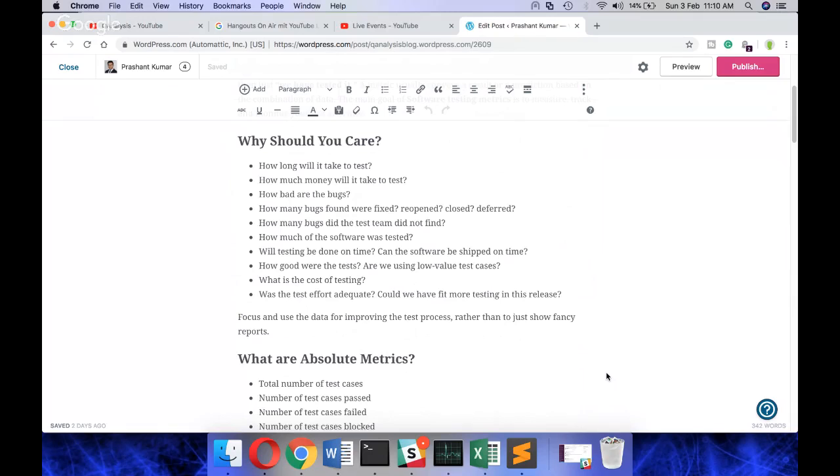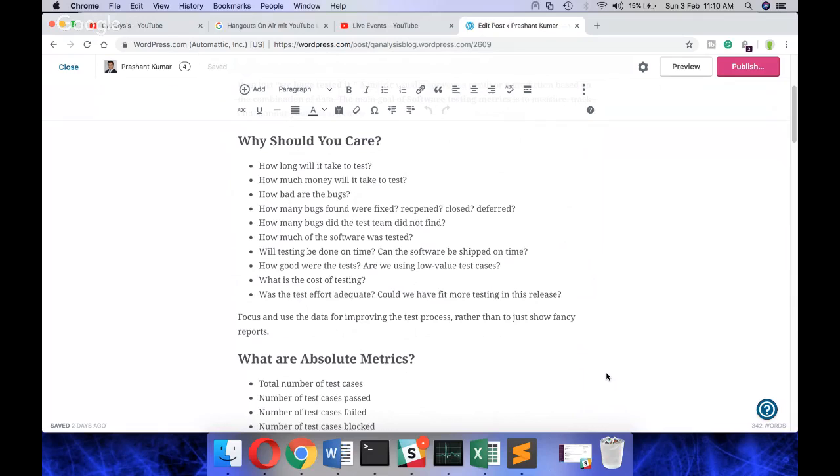For example, how long will it take to test? How much money will it take to test? How bad are the bugs? How many bugs found were fixed, reopened, closed, and deferred? How many bugs did the test team not find? How much of the software was tested? Will testing be done on time? Can the software be shipped on time? How good were the tests? Are we using low value test cases? What is the cost of testing? Was the effort adequate? Could we have fit more testing in this release?